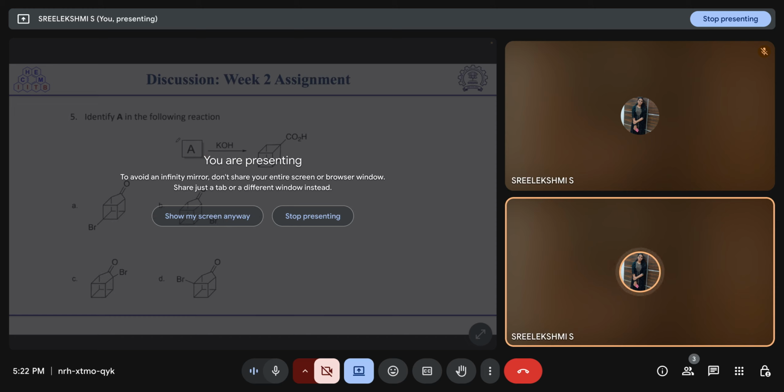Now, the fifth question: identify A in the following reaction. This A, upon treatment with KOH, gives this cubane carboxylic acid derivative. So which starting material do we have to start with to get this compound?